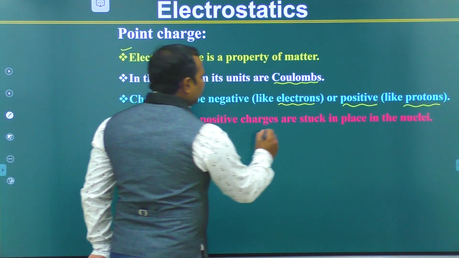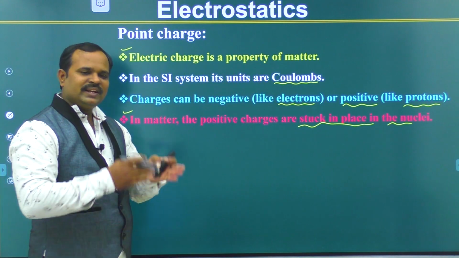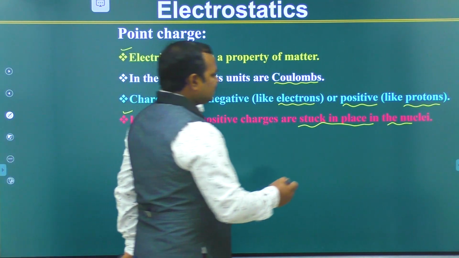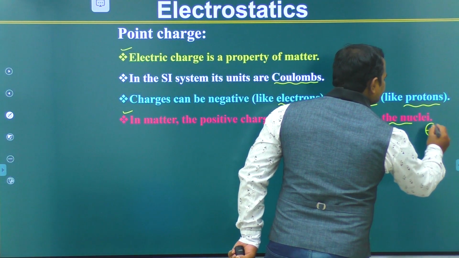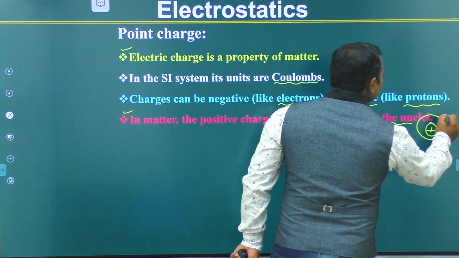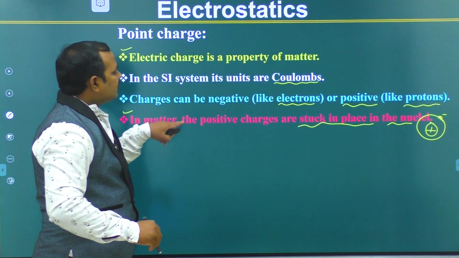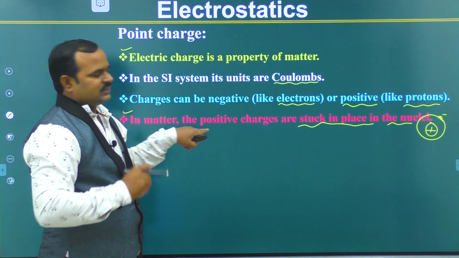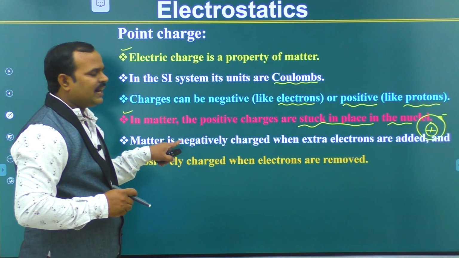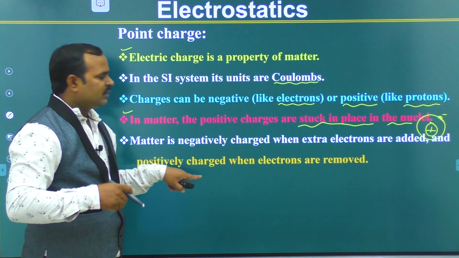The positive charge is stuck in place in the nuclei. The material is composed of atoms. Every atom is composed of a nucleus. The nucleus is composed of positive charge and surrounded by electrons which are revolving around the nucleus. So in the matter, the positive charge is stuck in the nucleus. So here the matter is negatively charged when extra electrons are given and positively charged when electrons are removed.